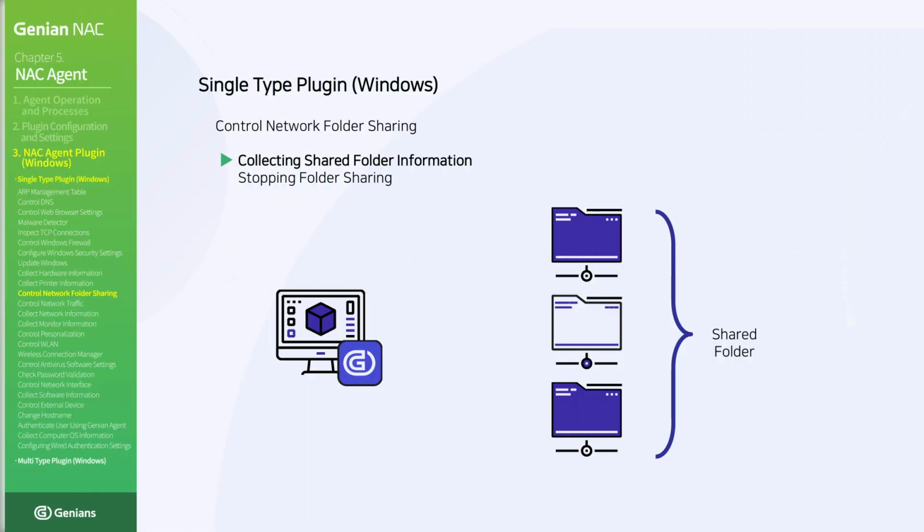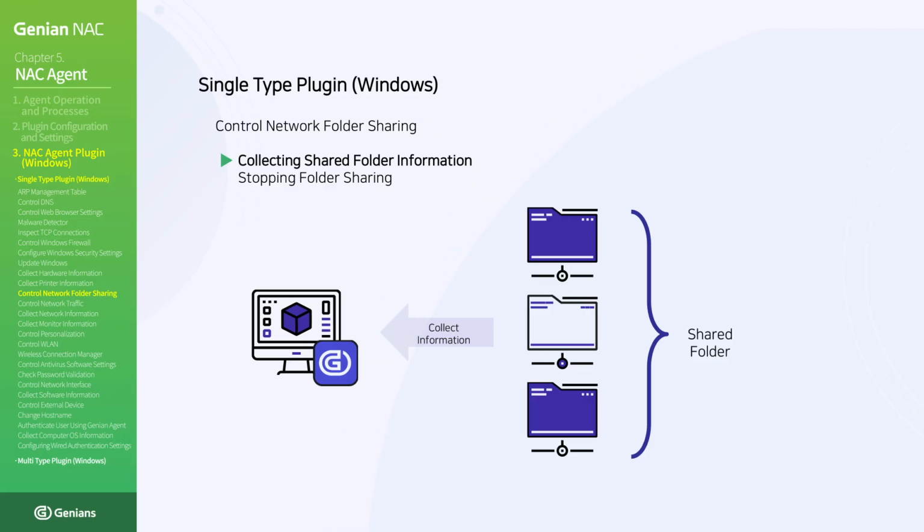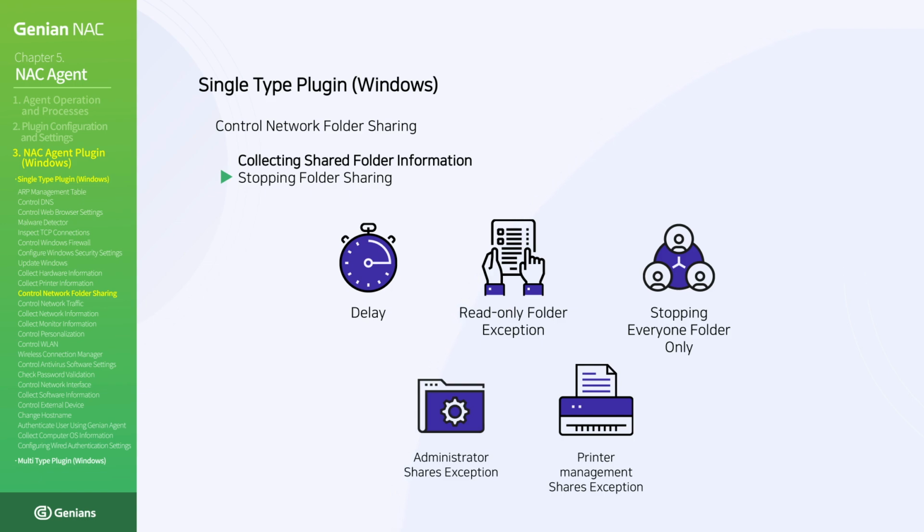The Control Network Folder Sharing plugin collects information about shared folders connected to the endpoint and allows the removal of shared folders based on access permissions. Shared folder information is collected using the NetShareEnum function from the Windows API. Shared folder removal can be performed for all shared folders, except for specified exceptions, including delay, read-only folder exception, stopping everyone folder only, administrator shares exception, printer management shares exception.